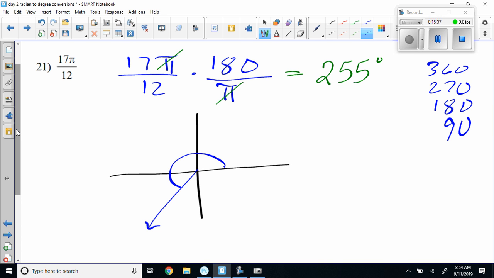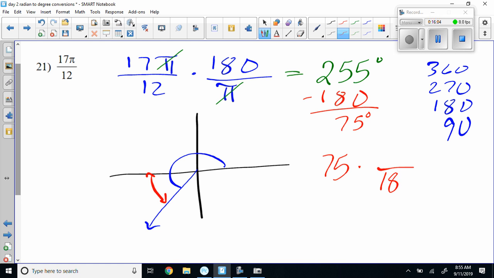Where would the reference angle be? The reference angle would be right here, right? What would that be? What's minus 180? Hold up. 255 minus 180. 75. 75 degrees. Can you convert that back to radians? 75 times what? Yeah. And then that would be what needs to go there.